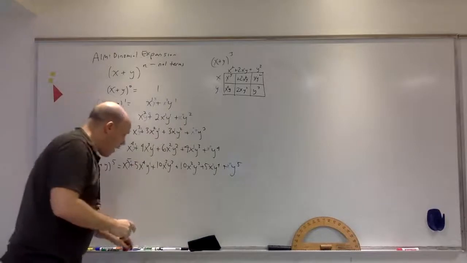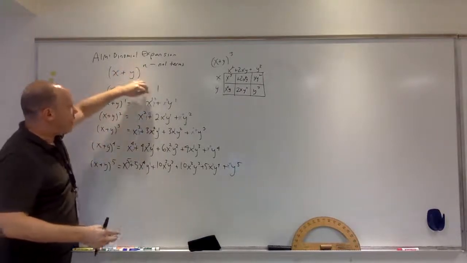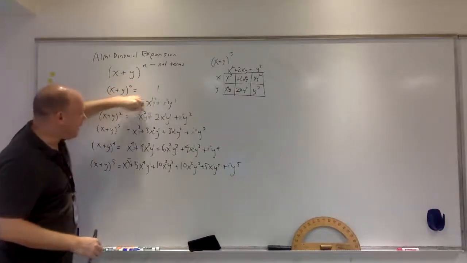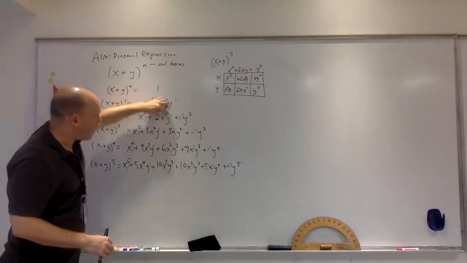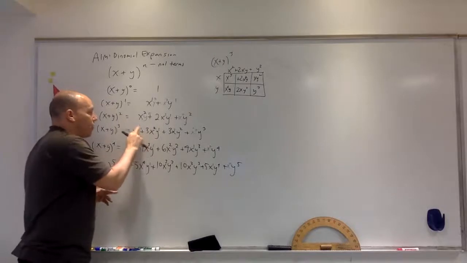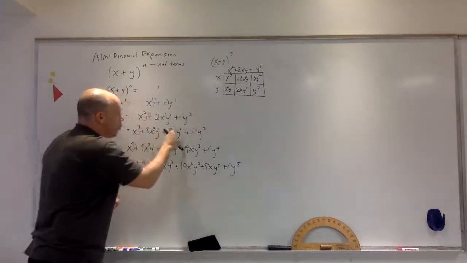So what we notice, once again, the observation is that in each term, from the first one, the x starts at the highest power and descends in power. The y starts at the lowest and ascends to the highest power. We see that every single time. X to the third, y to 0. 3, 2, 1, 0, 0, 1, 2, 3.